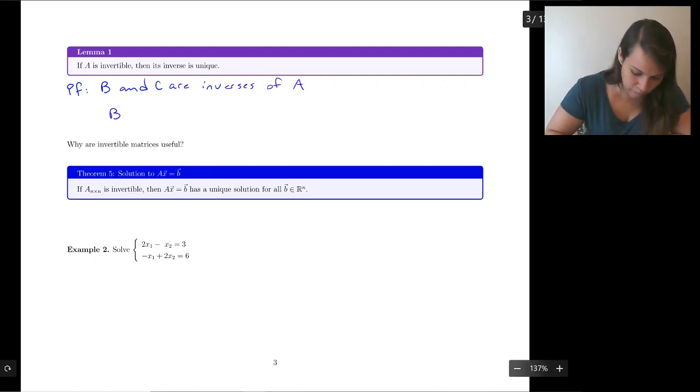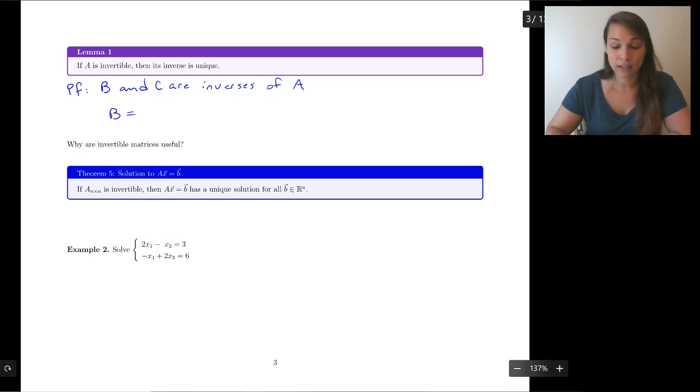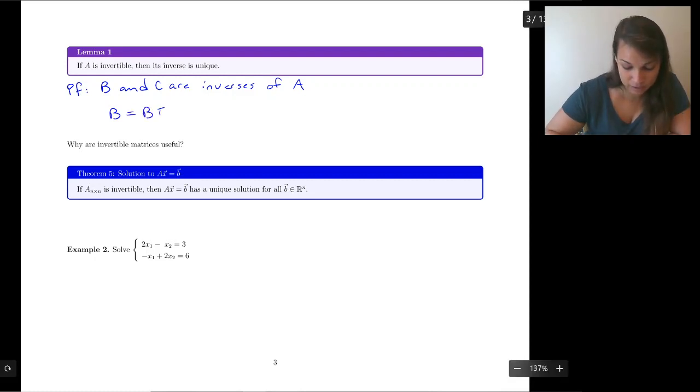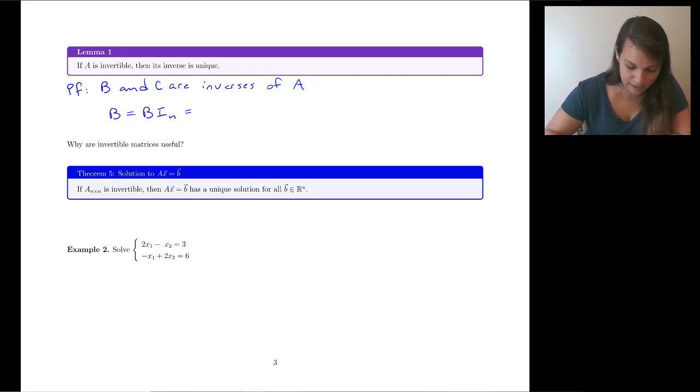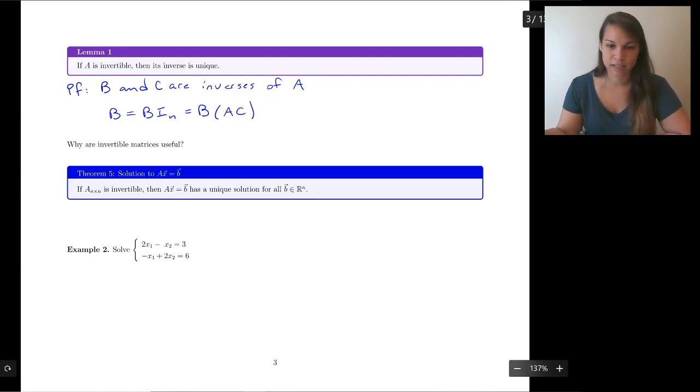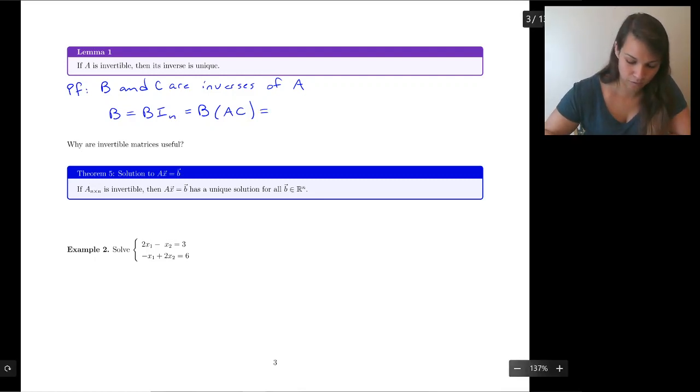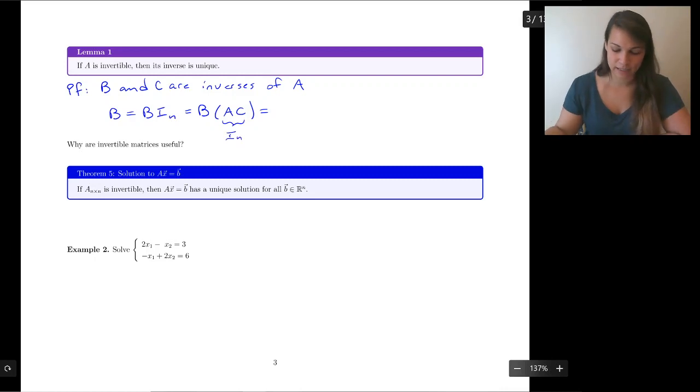So we're going to start with B. You can write B as B times the identity matrix. But then we know that A times C is going to be the identity matrix, because C is the inverse of A. So right here, that's just the identity matrix.